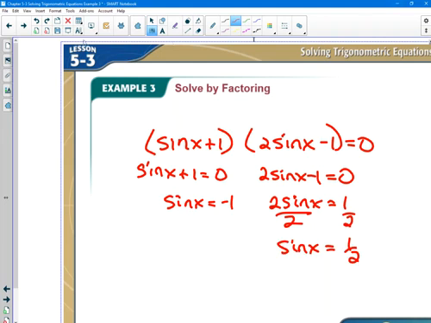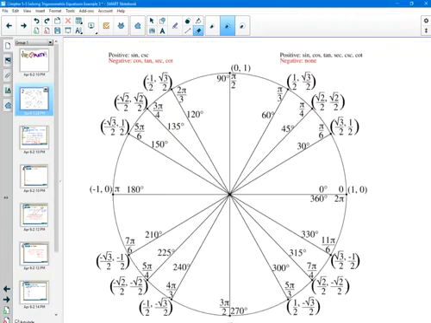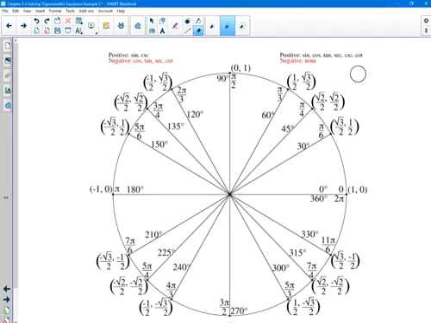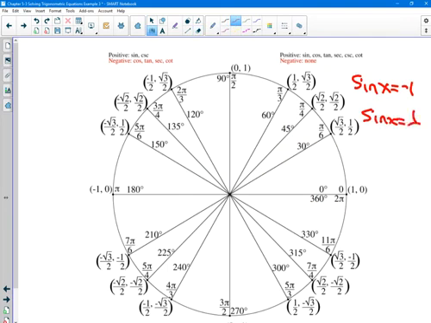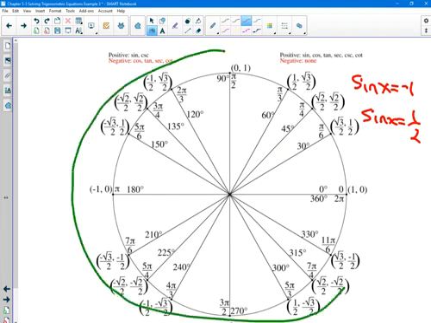So at this point, we need to go back to our unit circle. So go here. And again, we need to know where sine x equals negative 1 and where sine x equals 1/2. And that is on the interval. So again, we want to know what the answers are based on this entire circle one time around, from 0 all the way to 2 pi.